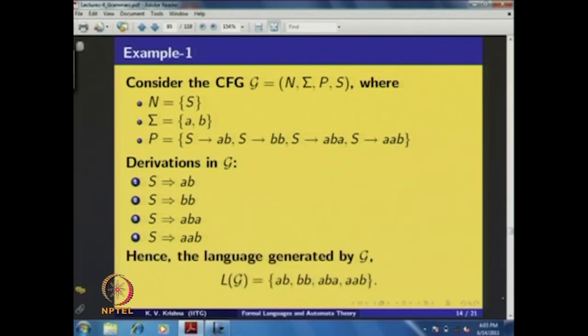Thus, you can understand that the language generated by this grammar contains precisely four strings: AA, BB, ABA, AAB. And these four strings can be generated. To understand that this set is equal to L of G, every string in this set can be generated by G, as we have shown derivations here, and these are the only strings that can be generated in this grammar. Thus, the language generated by G is this.